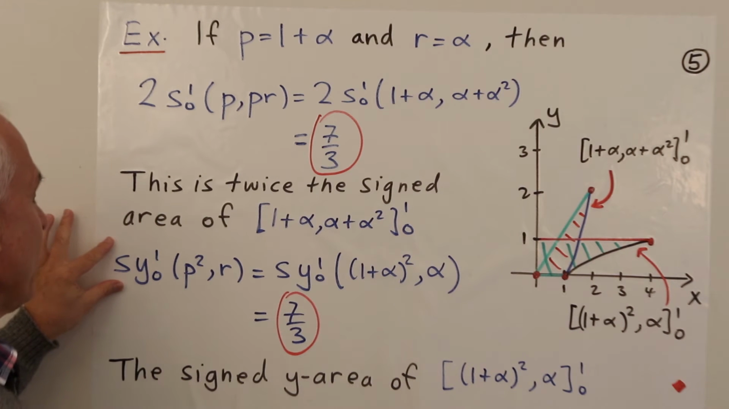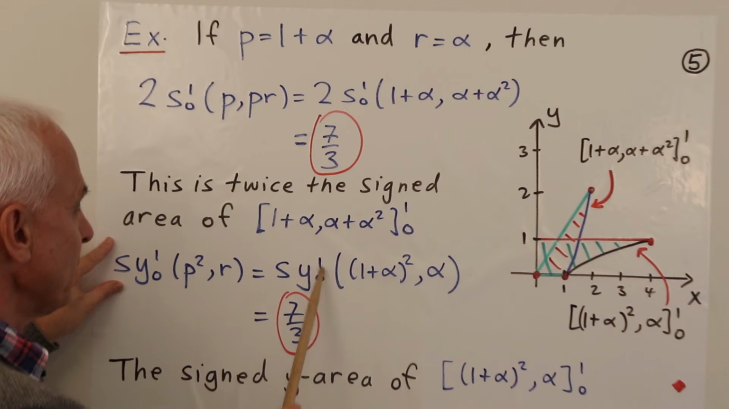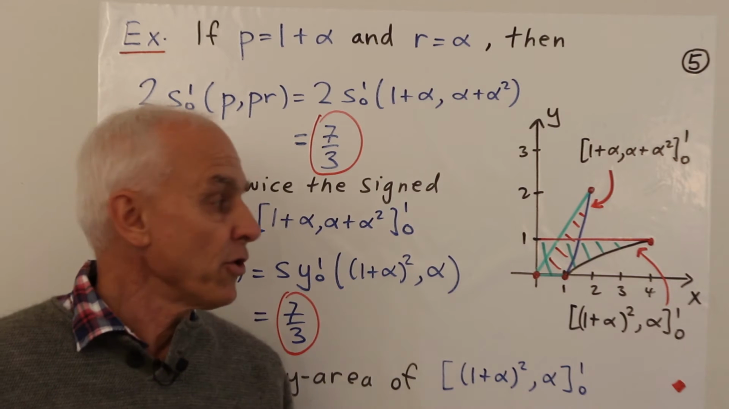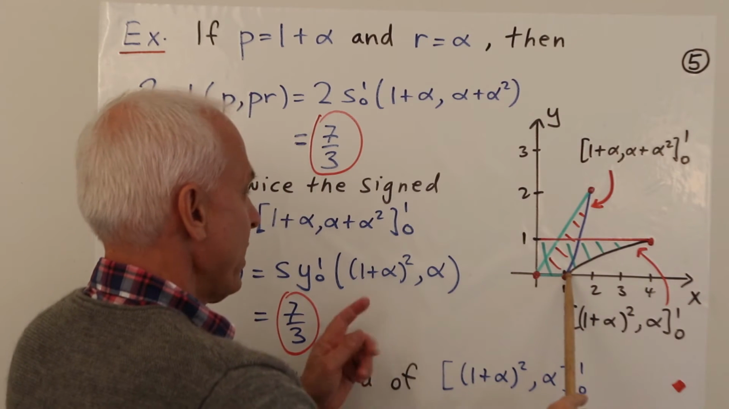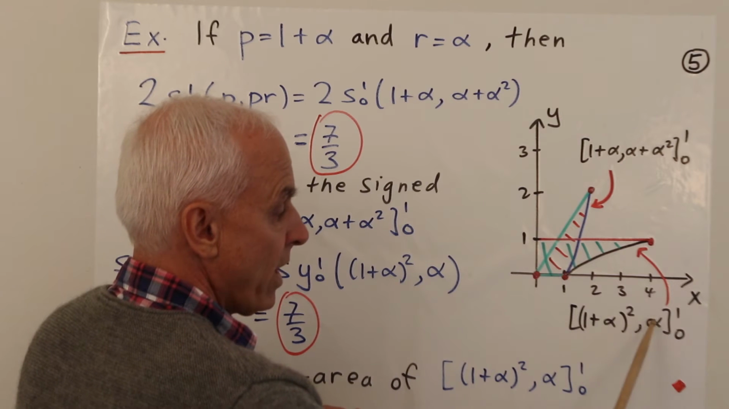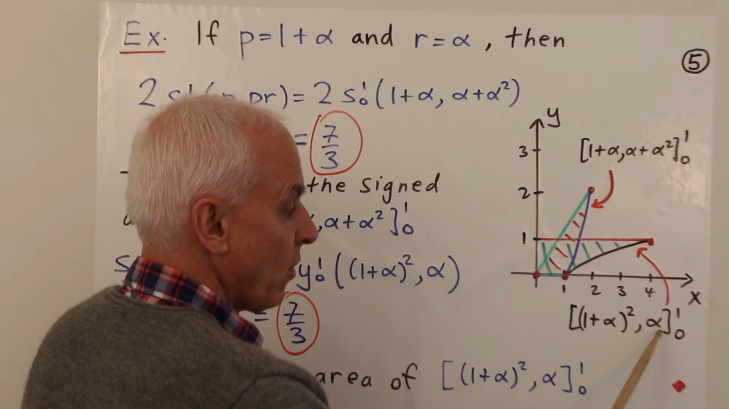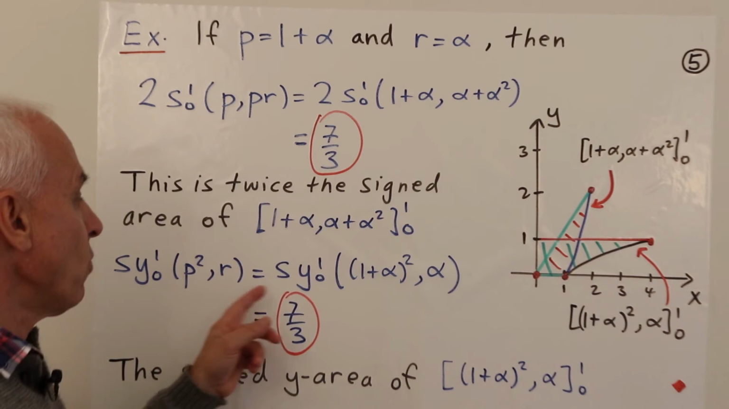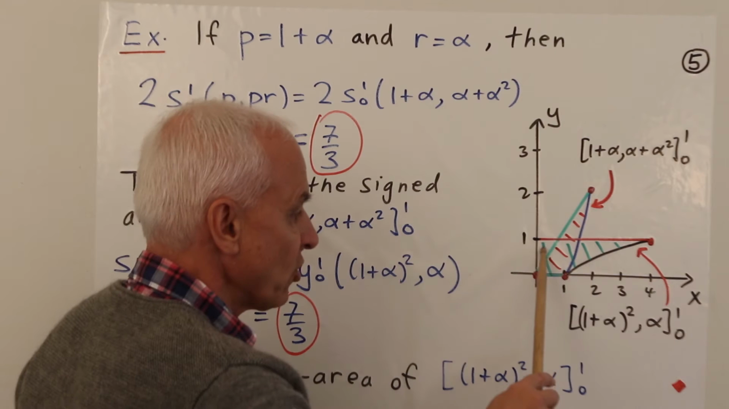Now what about the other side? The other side is the signed y area from 0 to 1 of p squared, r. So that's the signed y area from 0 to 1 of (1 plus alpha) squared, alpha. Well, that's another quadratic curve, and it looks like this. It's part of a parabola going like this. When alpha is equal to 0, we're at the point 1, 0, same as before. And when alpha is equal to 1, we're at the point 2 squared, which is 4, comma 1, which is up here. So there's that curve there, and we're talking about the signed y area of this curve. So that's the area bounded by the curve and the y-axis. It's this green area here.